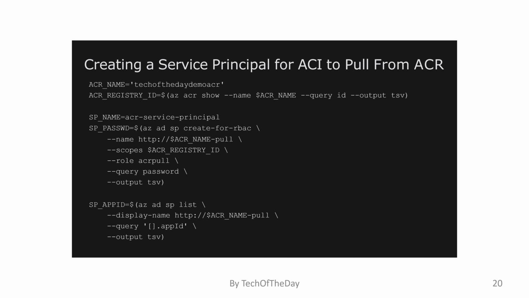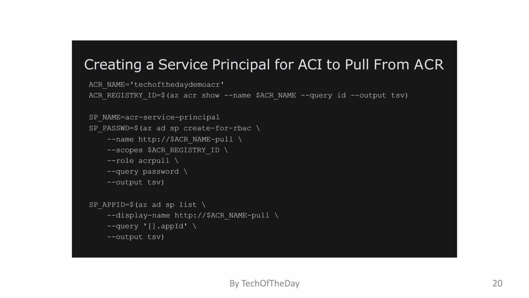So, creating a service principal for ACI to pull from ACR. Let's walk through the code needed to create a service principal that will have access to pull images from our Azure Container Registry. We will then use this service principal in Azure Container Instance so that it can authenticate against our container registry and pull the image for the container that we want to deploy.